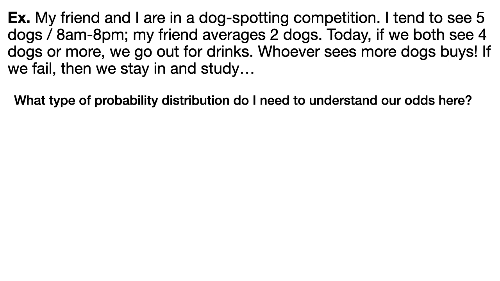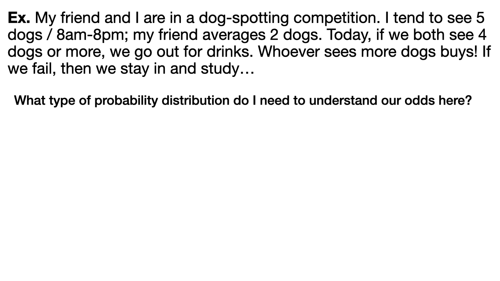Let's go through an example. My friend and I are running a dog spotting competition. I tend to see 5 dogs a day during waking hours, and my friend averages 2 dogs. Today we decided that if we both see 4 dogs or more, we'll go out for drinks. Whoever sees more dogs buys, and if we fail, well, then we stay in to study.